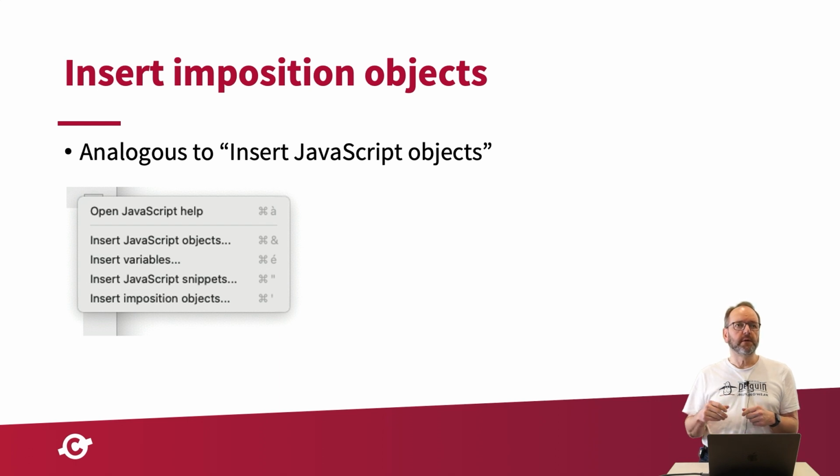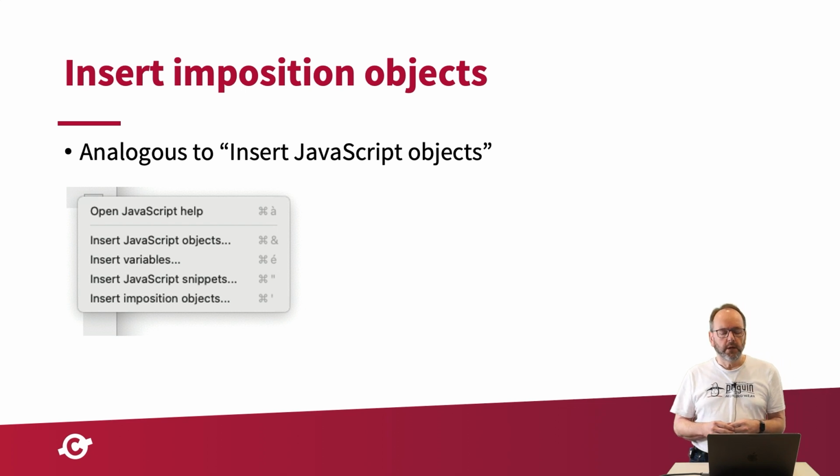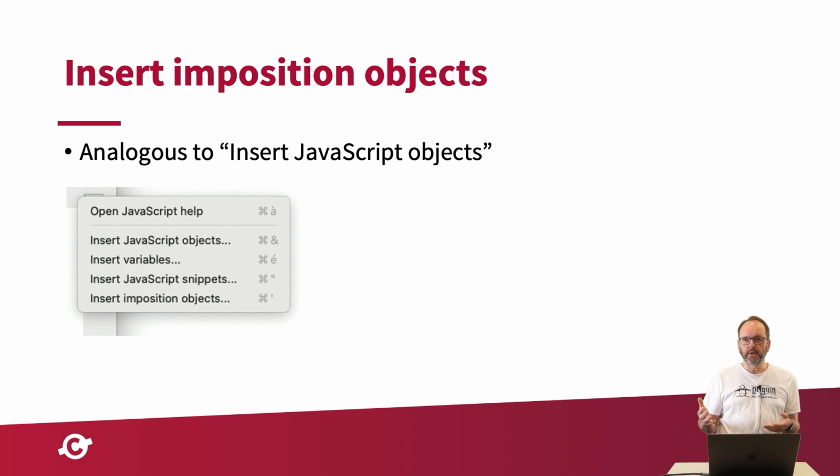own snippets. And those things can be quite useful, especially this JavaScript objects functionality, which I use all the time when I write something with pdfToolbox, because then you don't have to remember exactly what the syntax is. You just select what you want, and then that gets inserted into the script that you're writing. So why not do the same thing for imposition functionality?